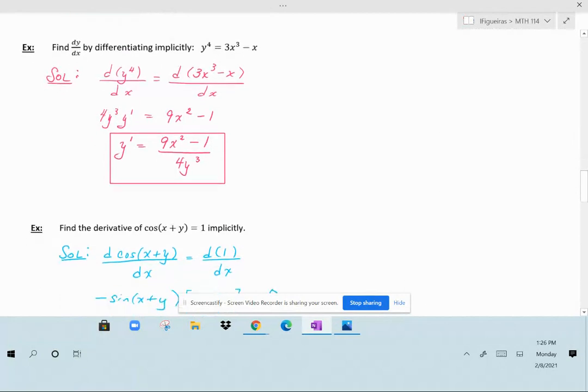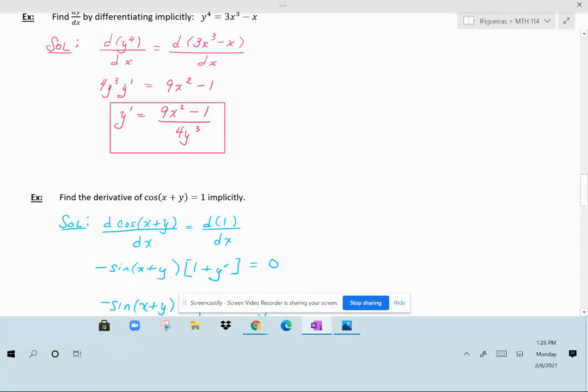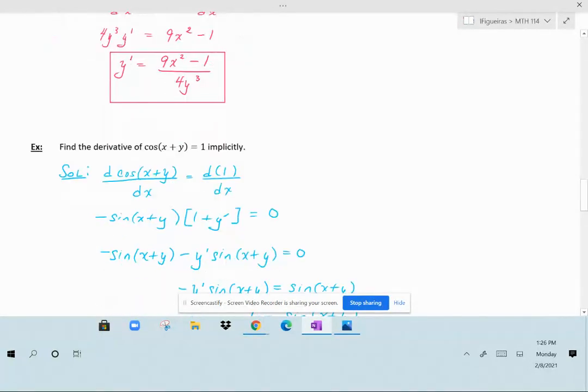Okay, here's another. This is implicitly defined, so we're going to find the derivative of cosine of (x plus y) equals 1. So the derivative of cosine of (x plus y), I have to apply chain rule. Cosine is the outer function, x plus y is the inner. So the derivative of cosine is negative sine of (x plus y), times the derivative of x plus y, which is 1 plus y prime, equals the derivative of 1, which is 0.